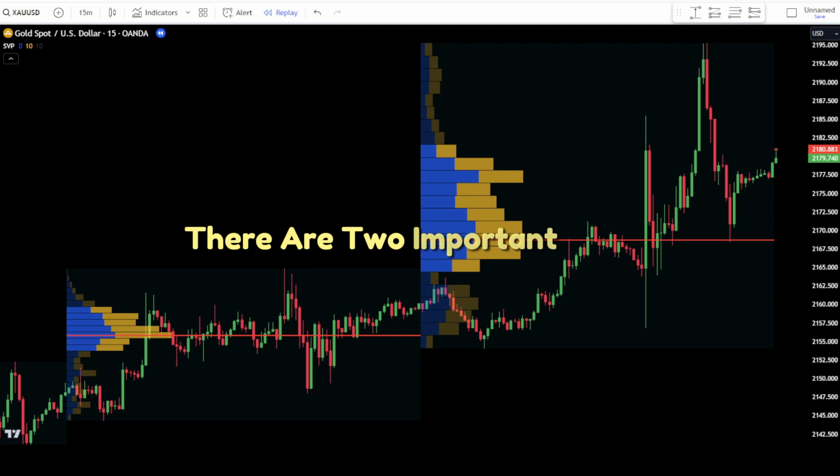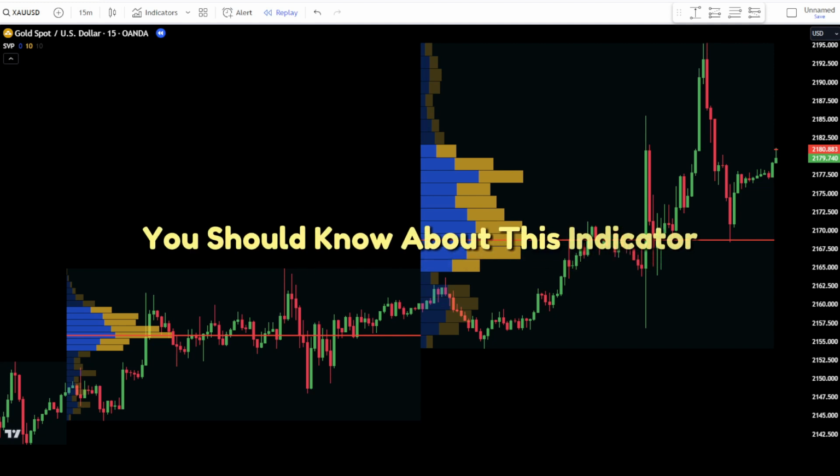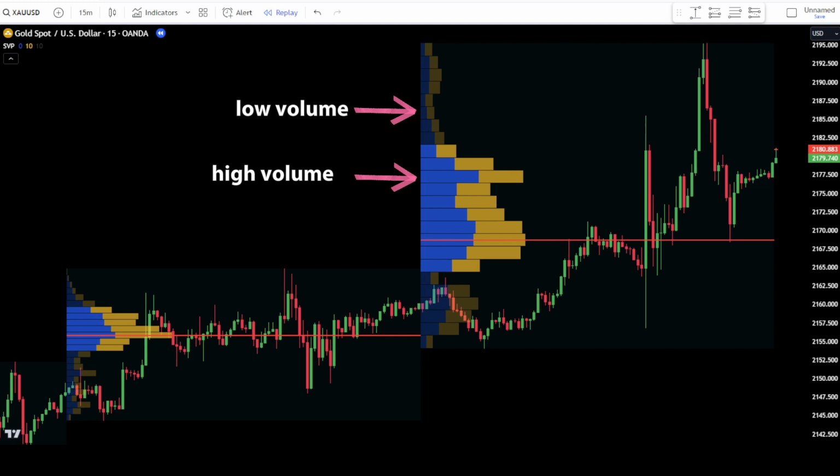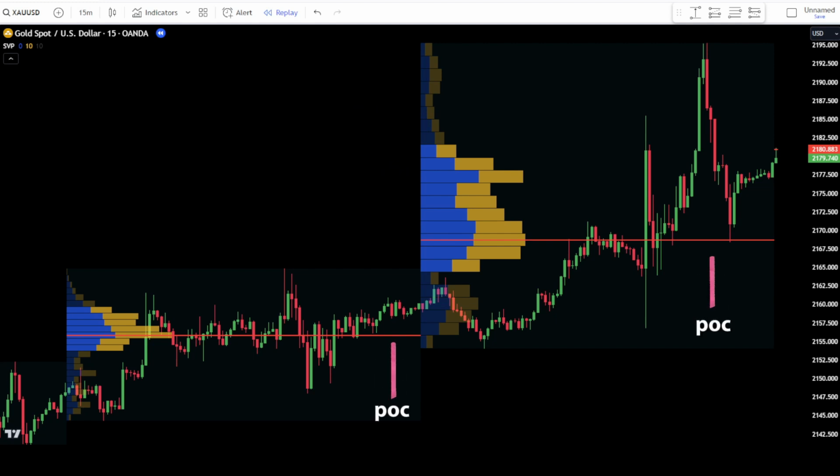There are two important points you should know about this indicator. Firstly, the volume bars. These bars represent the volume traded during the trading period. Longer bars indicate higher volume orders in that area, while shorter bars indicate a decrease in volume orders in that area. Secondly, the point of control or POC. The POC is used to identify key levels in the market and serves as a point to place orders.